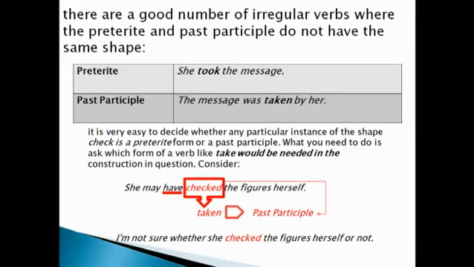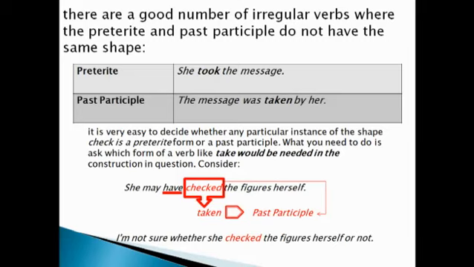Now there are a good number of irregular verbs where the preterite and past participle do not have the same shape. Take a look at the preterite in "she took the message." Now the past participle is "the message was taken by her." So it's not hard. I'd say it's very easy to decide whether any particular instance of the shape check is a preterite form or a past participle. What you need to do is ask which form of a verb like take, an irregular verb, would be needed in the construction in question.